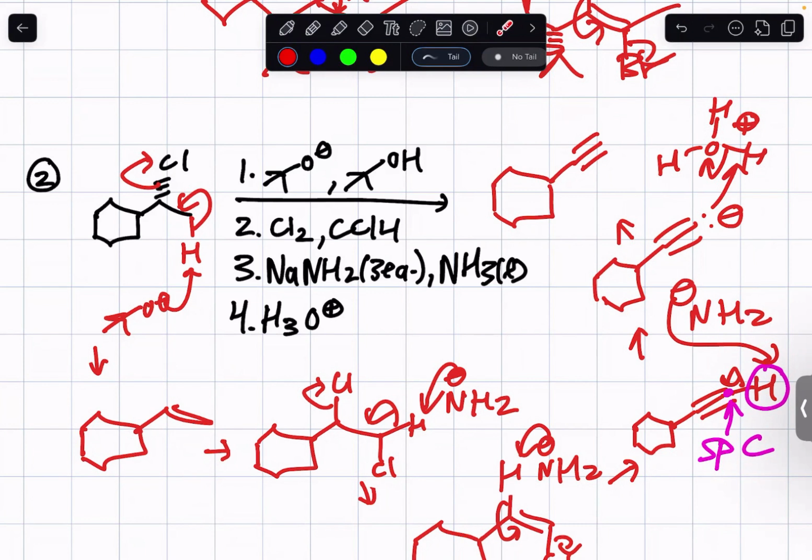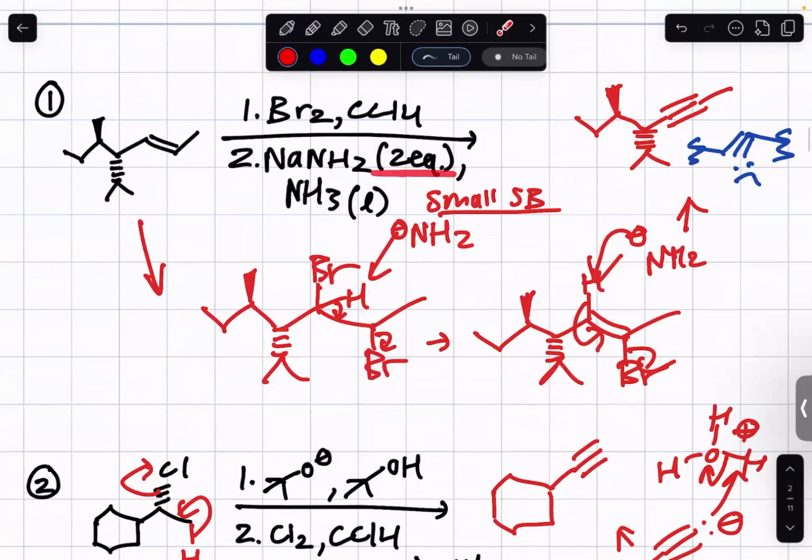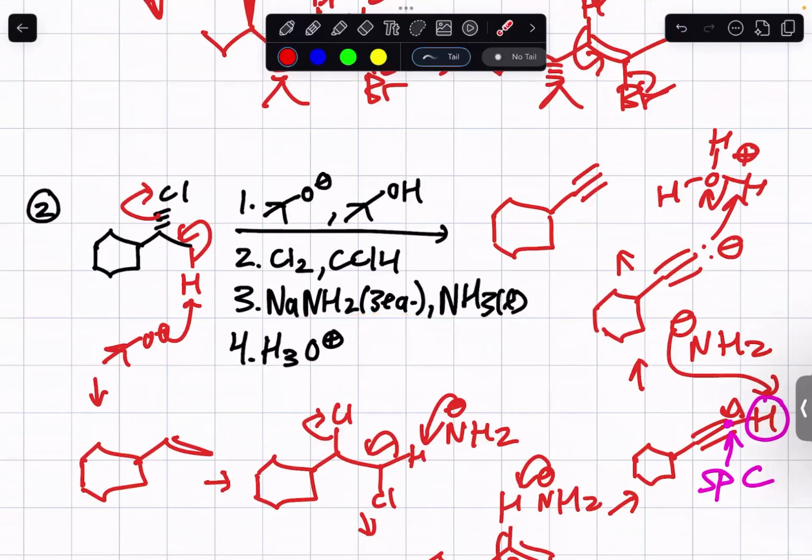To be safe, for both internal and terminal alkyne, you could put excess NH2 minus, and you get full credit for that, right? Because excess would cover 2 EQ and 3 EQ if you don't want to memorize that. And predict the product, he will give you the 2 EQ or the 3 EQ. But if you're doing this in synthesis, you don't have to put the NH3 liquid ammonia. You can if you want to, but you don't have to.